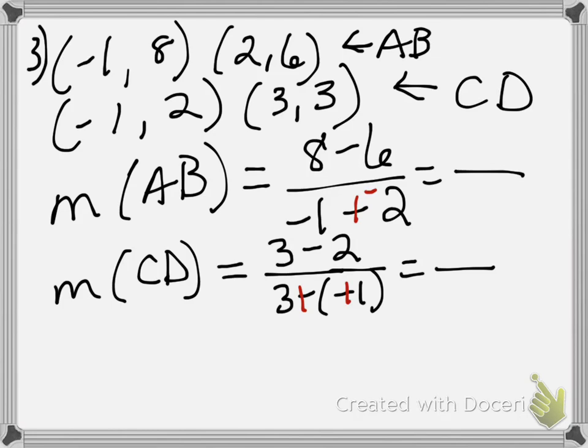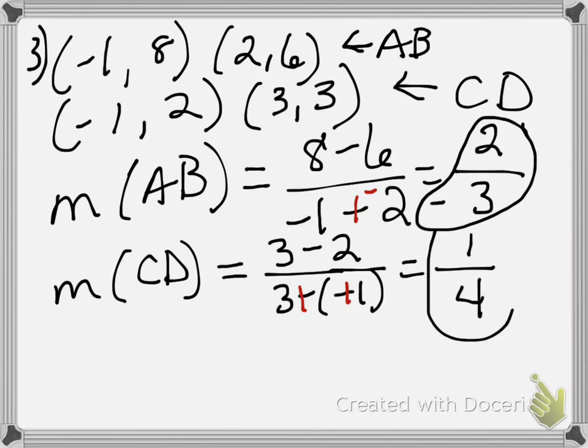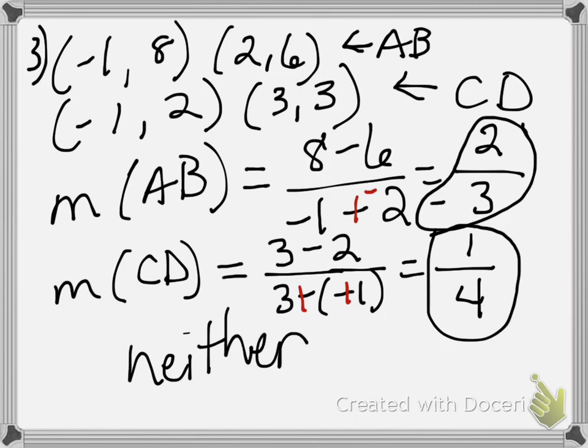All right, so 8 minus 6, what do I get on the top? You get 2. And what do I get on the bottom? -3, good. Okay, that's the slope. All right, on the top of CD I get 1 and 4. Okay, over 4. All right, so, is this the same? No. Is this an opposite reciprocal? So it's neither. Very good. It is neither. These are neither parallel nor perpendicular.